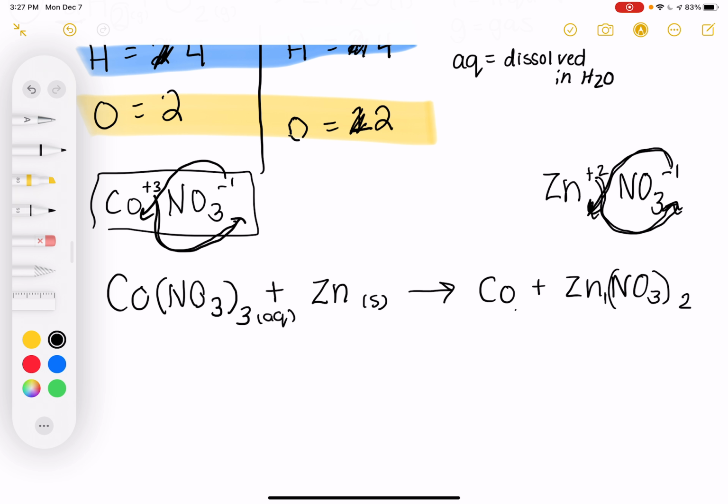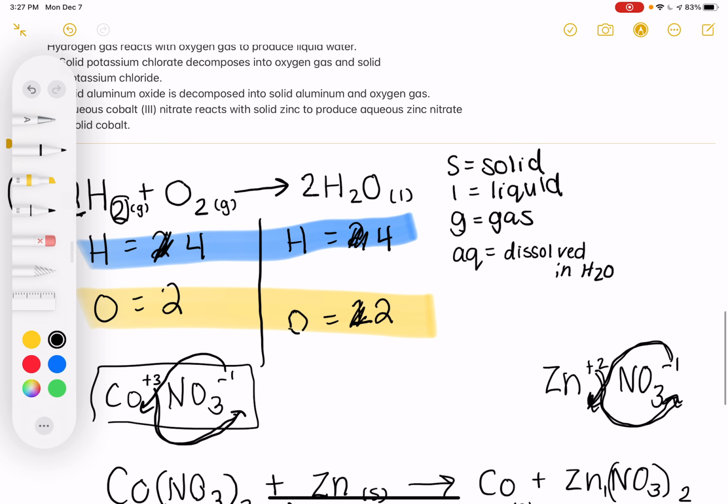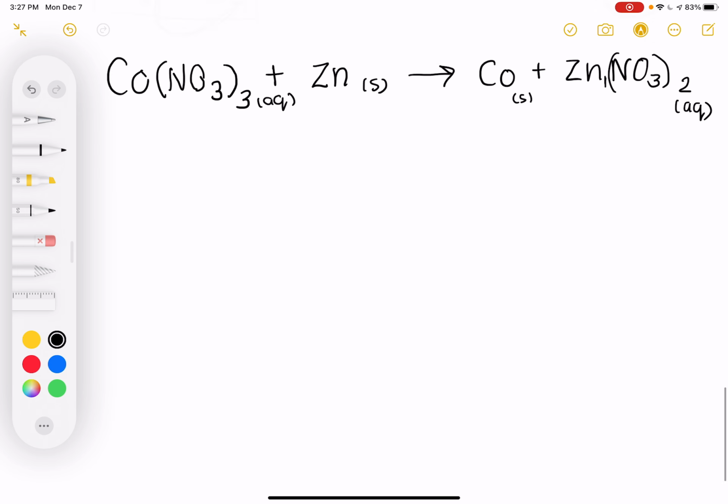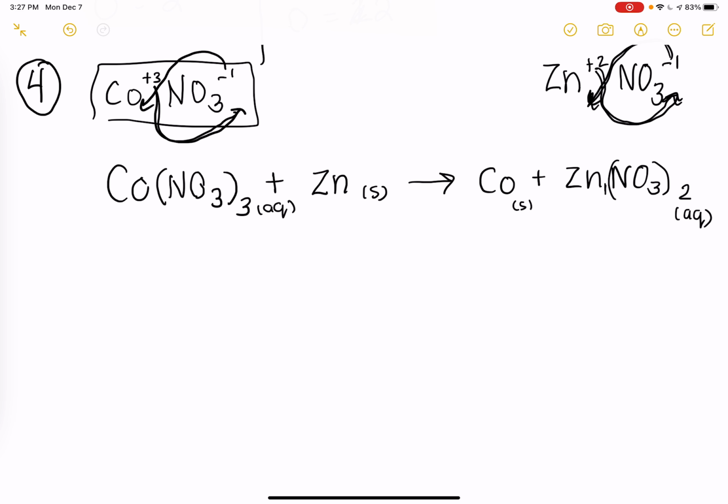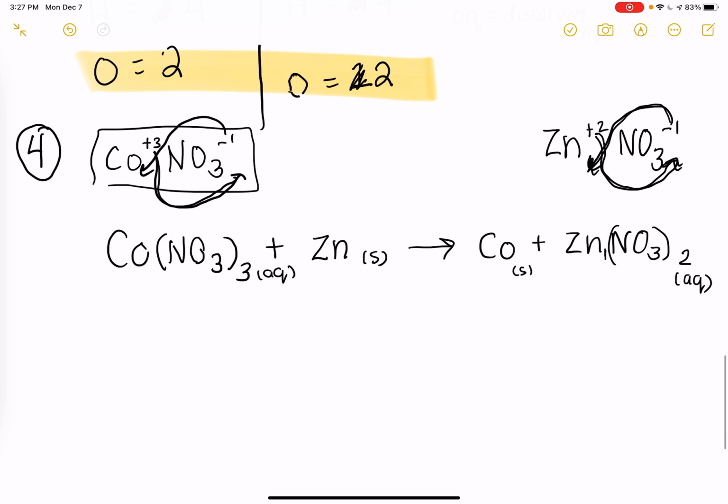And they said it was solid cobalt and aqueous, I believe. I'll double check. Aqueous zinc nitrate. Perfect. So this is how you would write that formula. So a lot of things going into this. This is why it's really important that we understand how to name. This is naming right here, in order to be able to do all this.